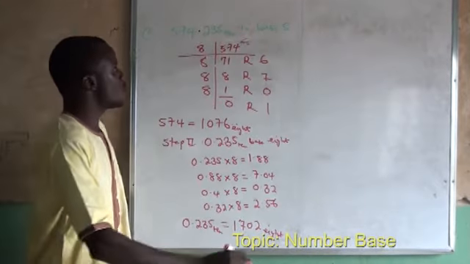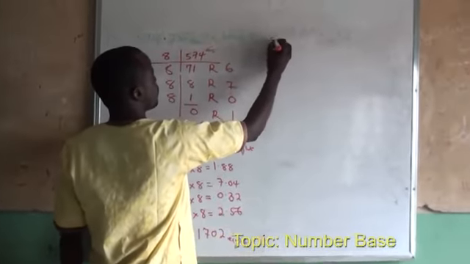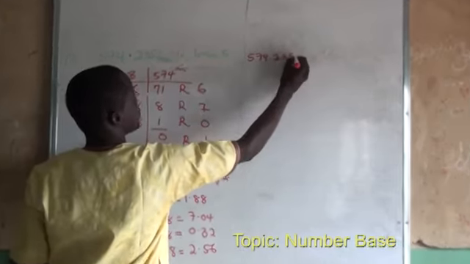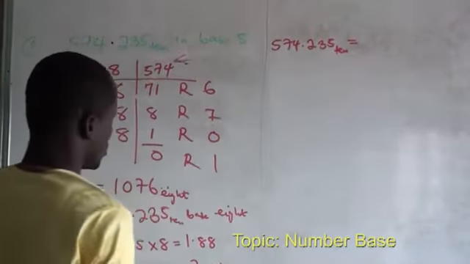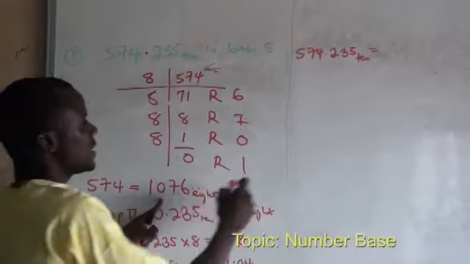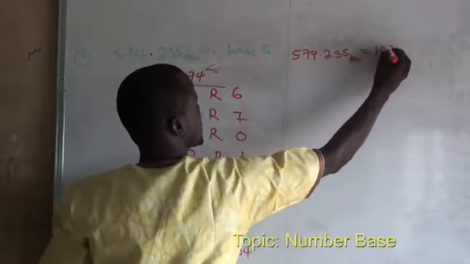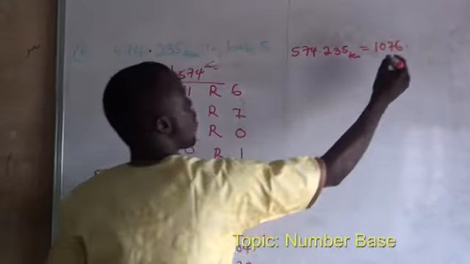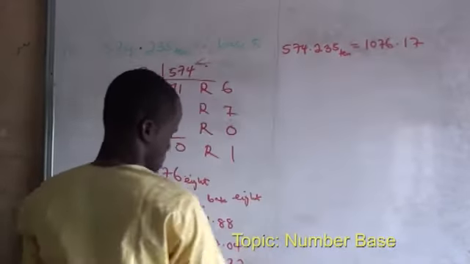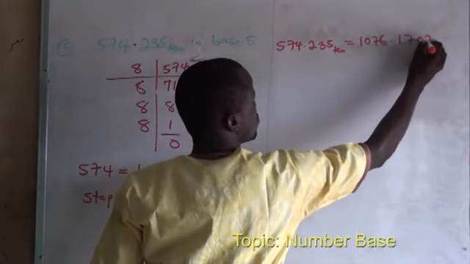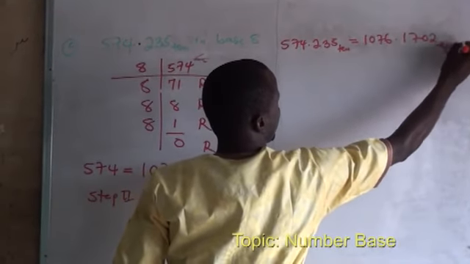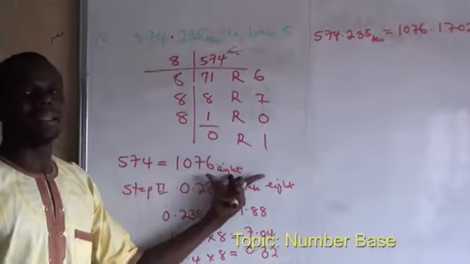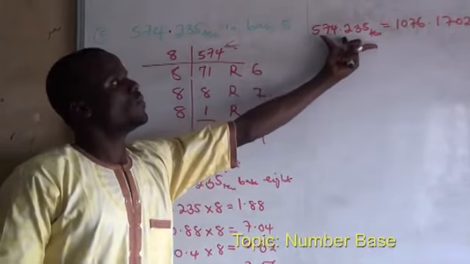So what we are going to do is write it: 574.235 base 10 is equal to, we start with the whole part, that is 1076, then we say point, then here we have 1, 7, 0, 2, then we write base 8. This is how to make the conversion of a whole and a decimal part in the world of numbers.